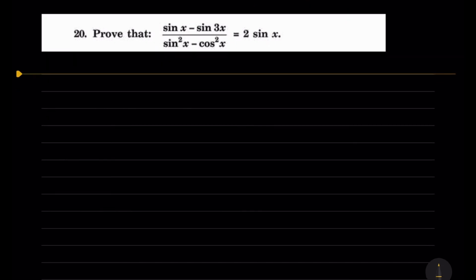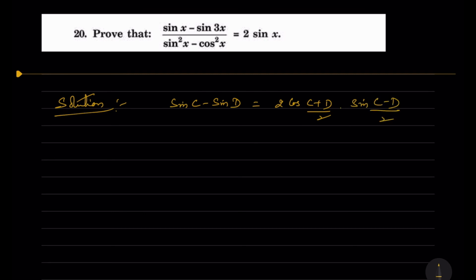Prove that (sin x - sin 3x) by (sin square x - cos square x) is equal to 2 sin x. So now in the solution part, here again we use sin C minus sin D, which is equal to 2 cos((C + D)/2) sin((C - D)/2). And for the denominator, you can write cos 2x is equal to cos square x minus sin square x.